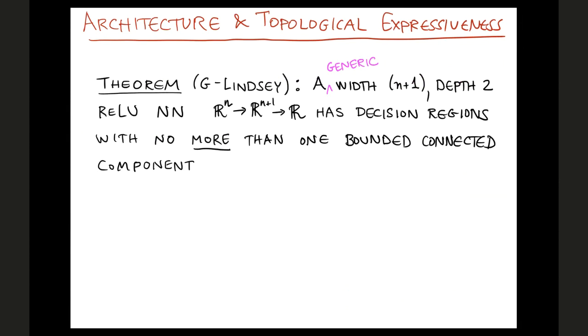So what I'm trying to sketch for you is an argument for why, if you have a neural network with a single hidden layer of dimension one greater than your input dimension, you can't get more than one bounded connected component for a decision region. And this is in the generic case, so you should think of this as sort of with probability 1.